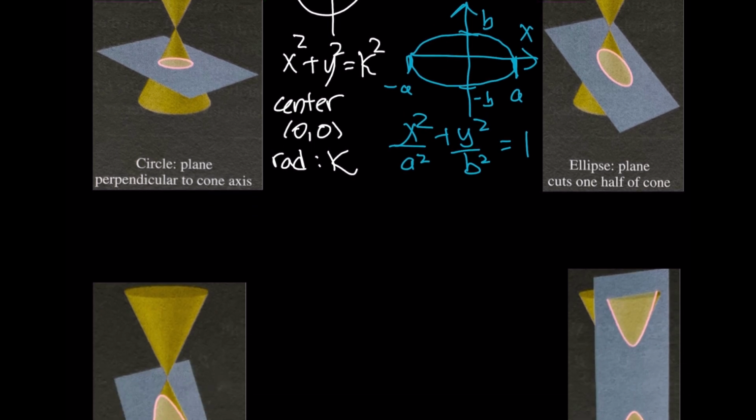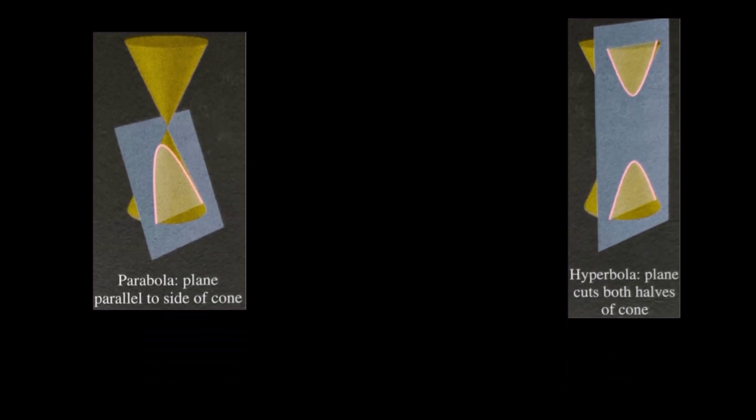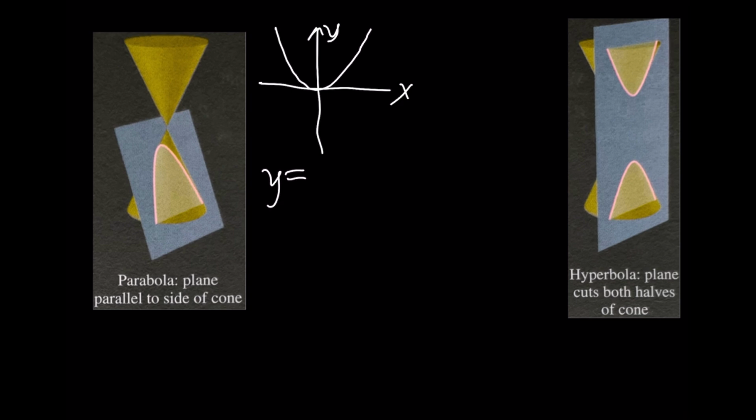There are two other curves that are also very important. You've seen a parabola before, and this is what happens when you intersect the plane parallel to the side of the cone. Now, the simplest equation for a parabola that we have in Cartesian coordinates is y equals x squared. There's this point down here at the bottom. This is called the vertex of the parabola, and that lives at 0, 0 when we've got this.